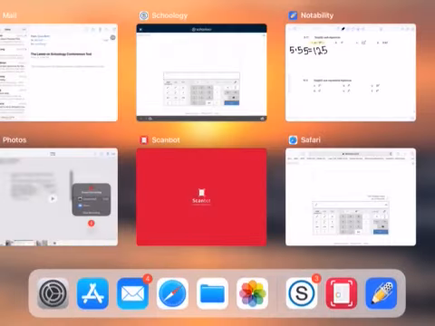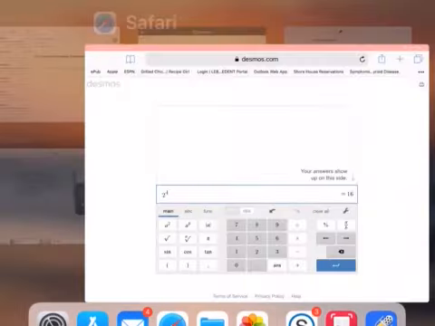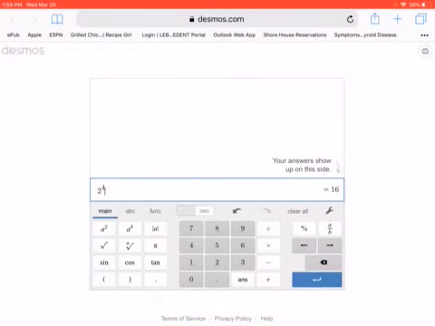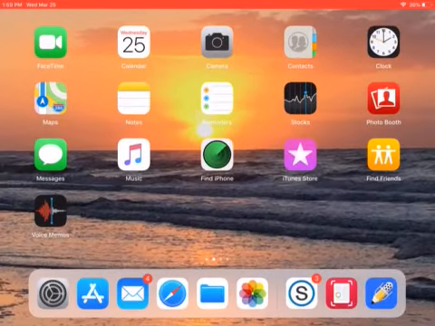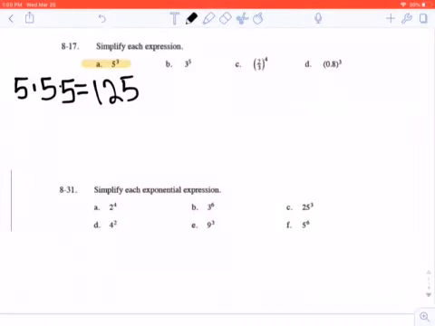So let's go to our calculator. And our question was 3 to the fifth power. So I use that a to the b function. And it's 243. So b is going to be 243. And we're going to skip the next two for now. We'll talk about fractions a little bit later.